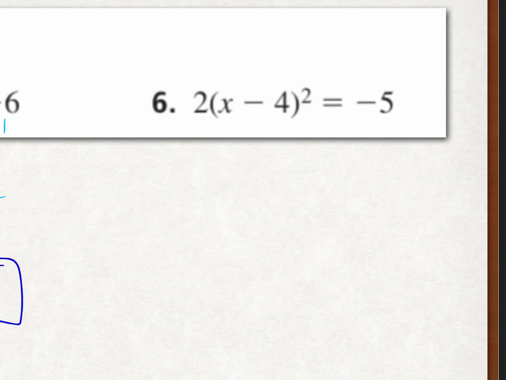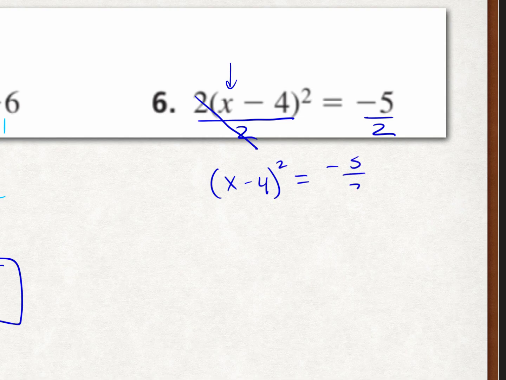Next, let's look at 6. So I need to get the x all by itself. So I'm going to start by dividing both sides by 2. Move that to the other side. So it'll cancel out there. So I have x minus 4 squared is equal to negative 5 over 2.